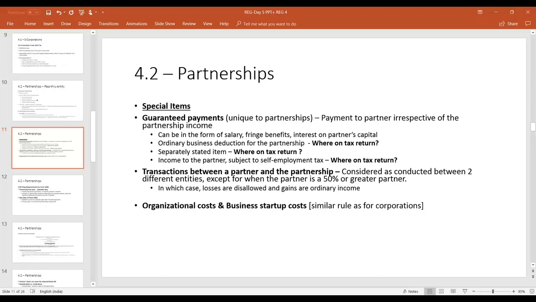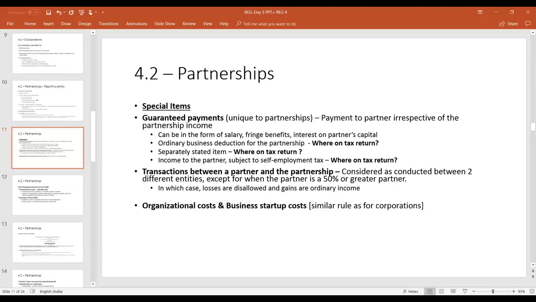So now, what are these guaranteed payments? These are payments made to partners irrespective of the partnership income. That is, irrespective of whether the partnership has a positive ordinary income or an ordinary loss, the partnership is supposed to pay the partner. Now, this can be in the form of a salary, fringe benefits, or interest on the partner's capital. But they are all guaranteed payments given to the partner irrespective of the partnership income.